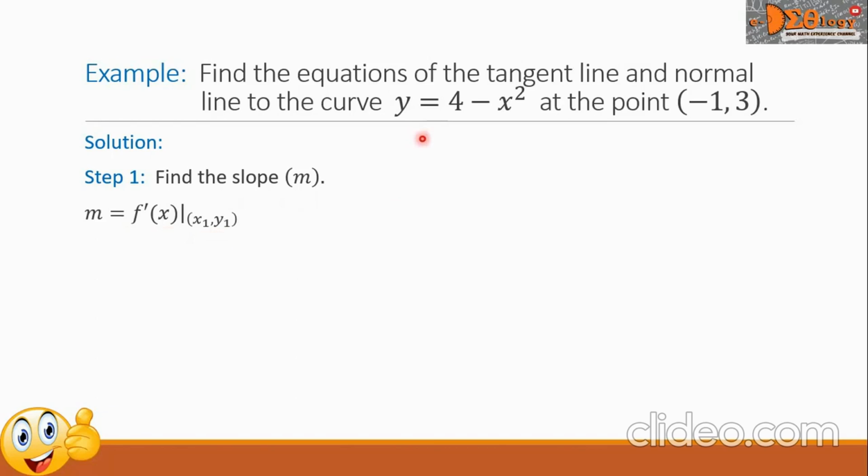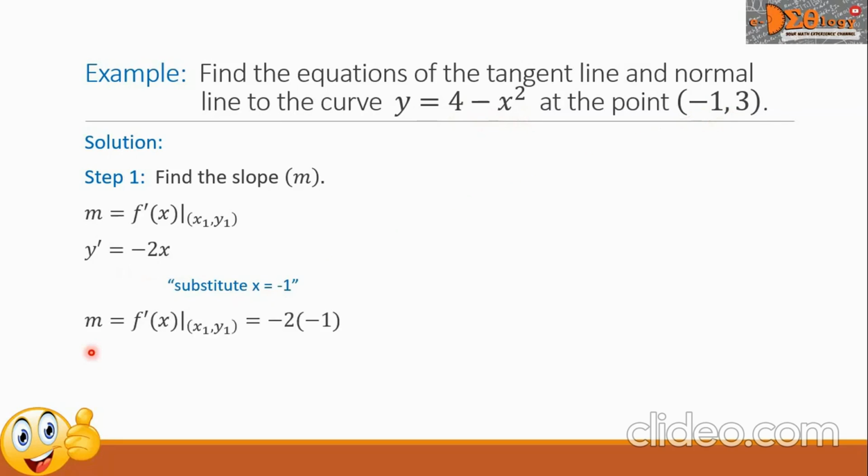So first, we're going to take the derivative of the curve. So we write here y prime is equal to the derivative of the constant 4 is 0, so we will not write anymore. The derivative of negative x squared is negative 2x. Next, let us substitute the value negative 1 to the x. And this negative 1 is the x coordinate of the given point.